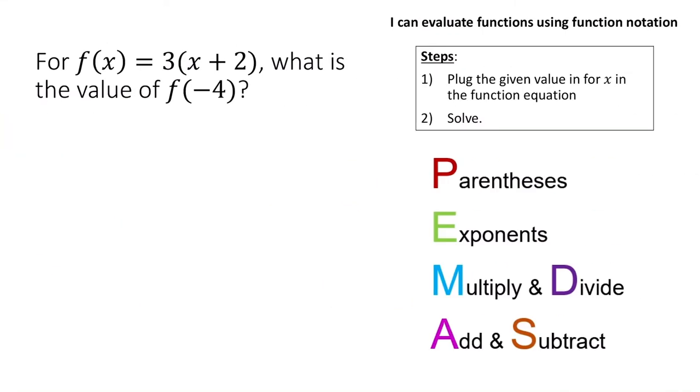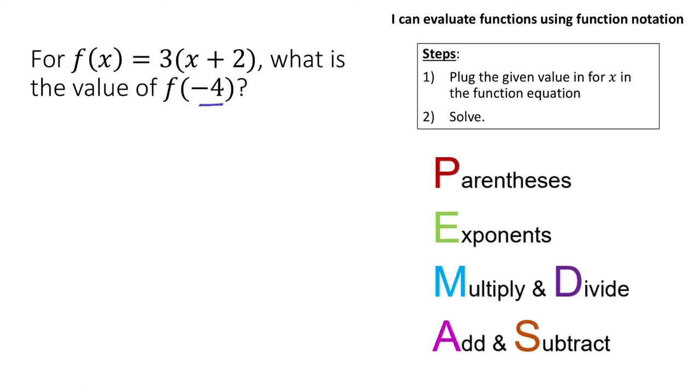So if f of x equals 3 times x plus 2, what is the value of f of negative 4? So the first step in these problems is always going to be to plug in for the value of x. Negative 4 is going to take the place of x, so we're going to start off by plugging that in. f of negative 4 equals 3 times negative 4 plus 2.